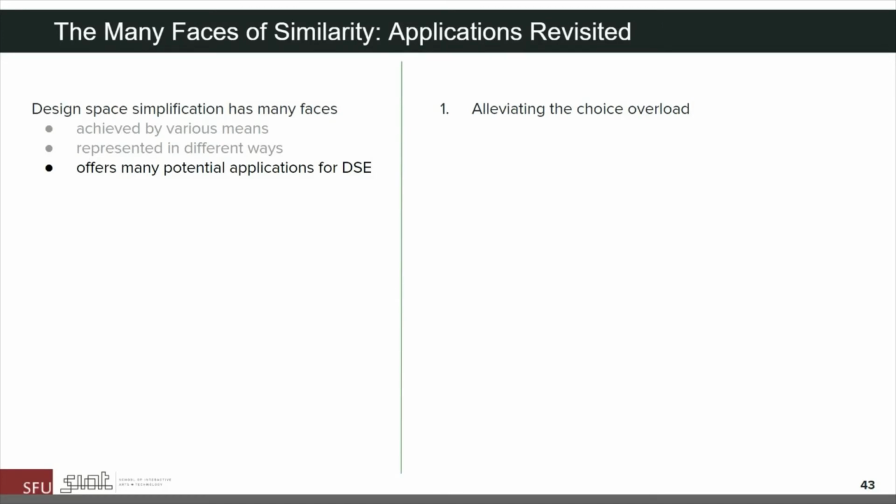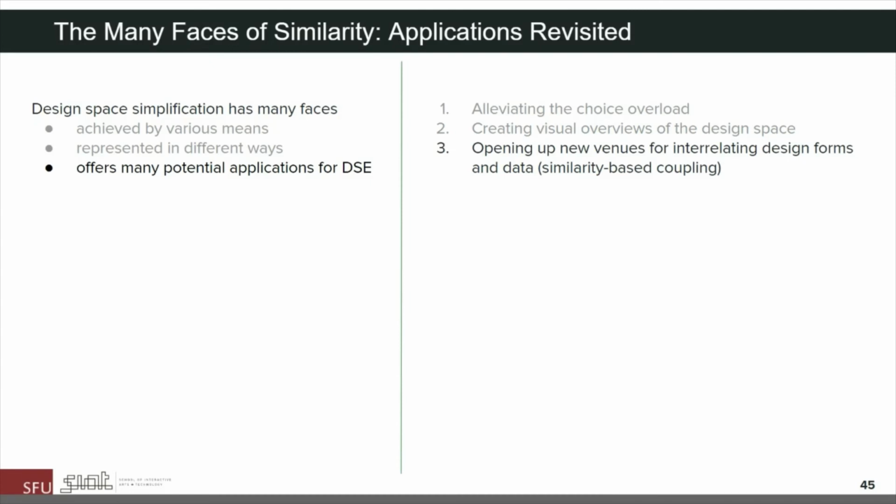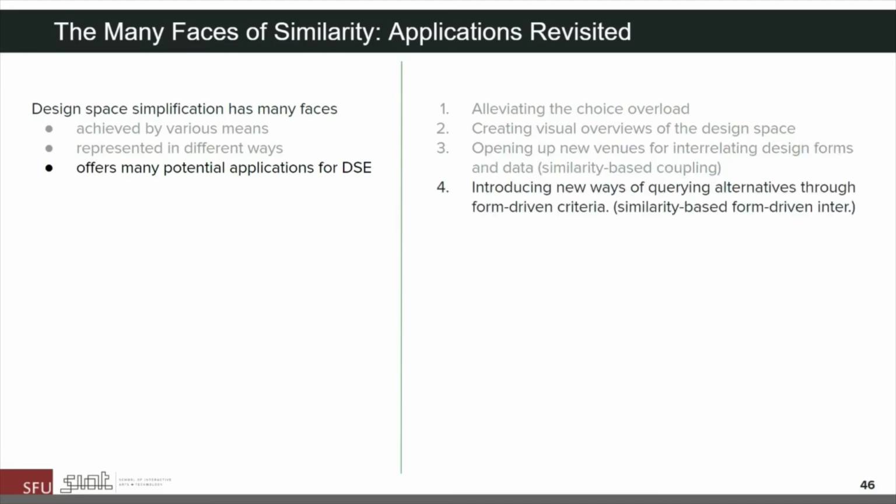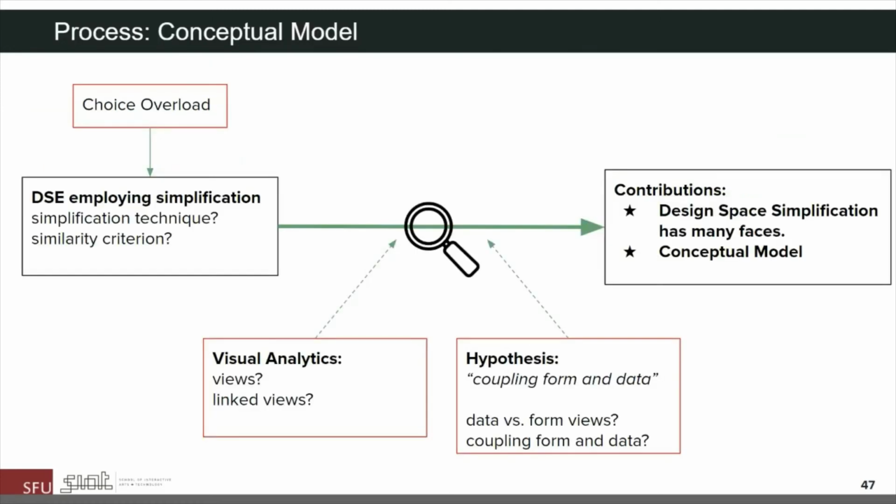We provide a more detailed analysis in the paper, but for now we can go back and summarize the applications of design space simplification, which include, first, alleviating the choice overload problem, creating visual overviews of the design space, opening up new venues for interrelating design forms and data, such as the similarity-based coupling we saw in Cupid, or introducing new ways of querying alternatives through form-driven criteria, such as the radial tree, which performs a form-driven interaction that is based on similarity. This was the first contribution of the paper.